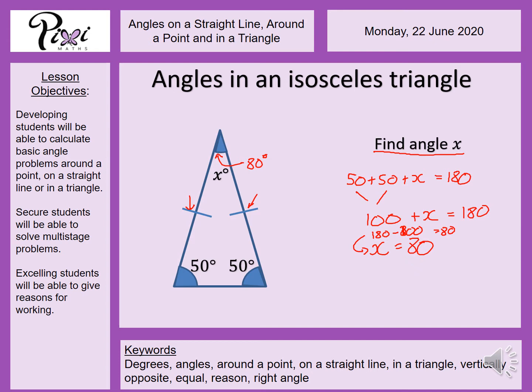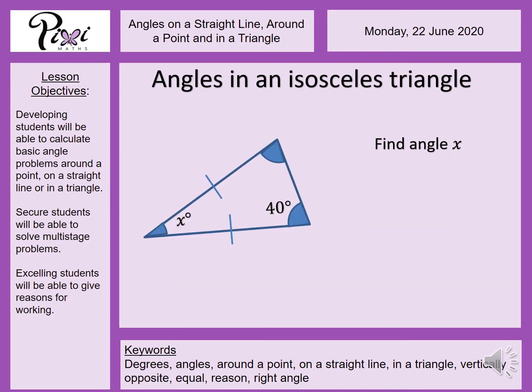What we're going to look at next is what's new today. So on this one, we're only given one angle. We're given this 40 degrees. But because of these dashes, we can tell that this is an isosceles triangle. So what we're going to do is write on the different side. So this is our different side because that one doesn't have a dash.